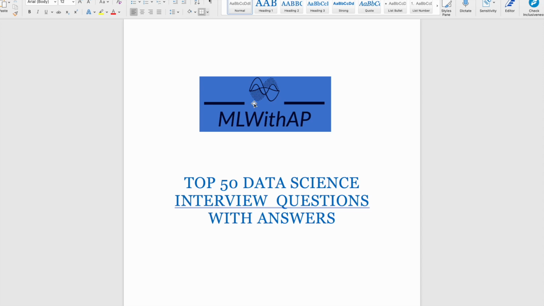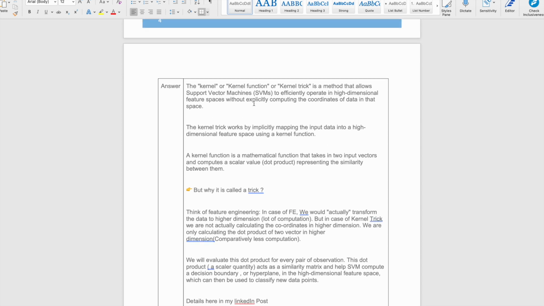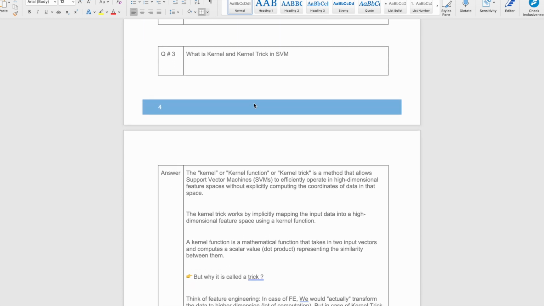Let's see what is our third question for the day. Okay, so our third question is again related to SVM, support vector machine, and it is: what is kernel and what is kernel trick in SVM. It's also a very fundamental question, so let's try to understand what is kernel and what is kernel trick.